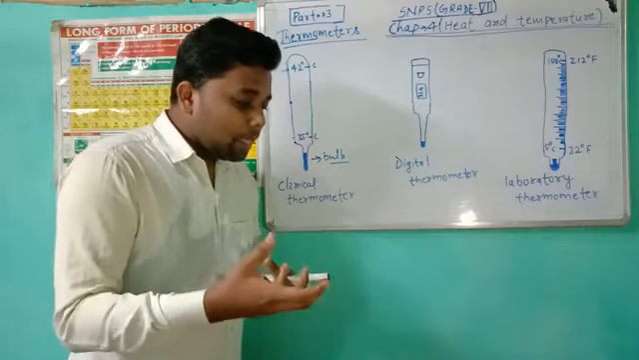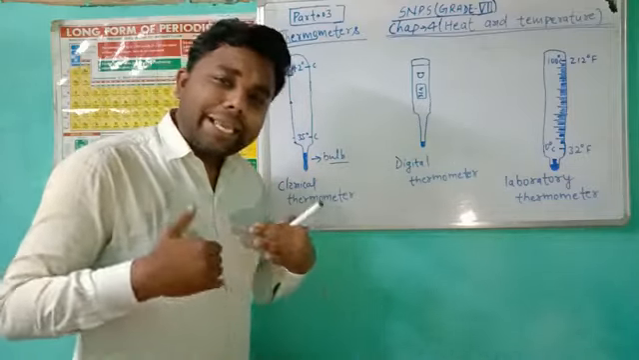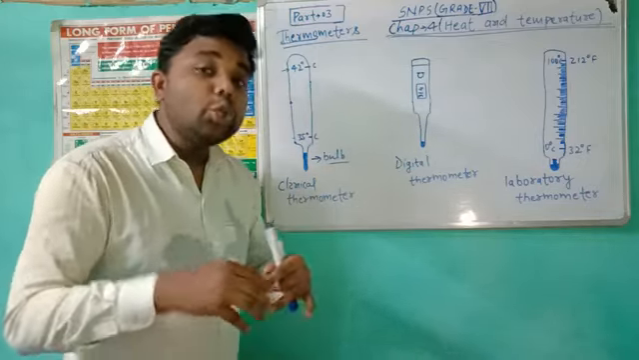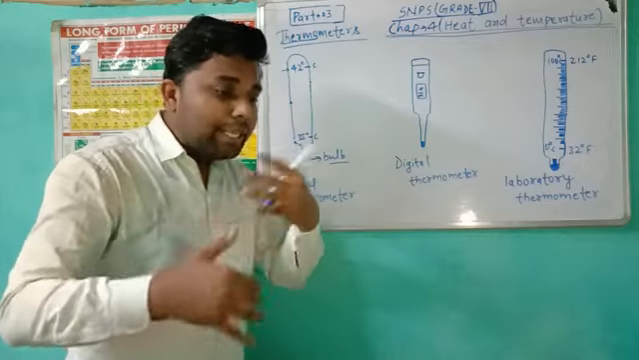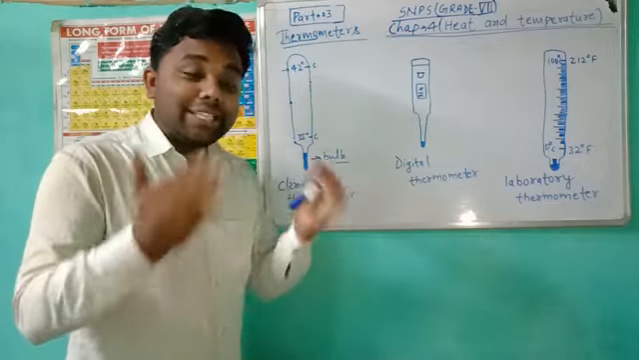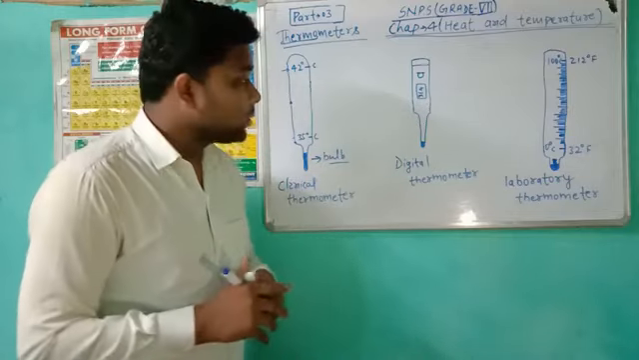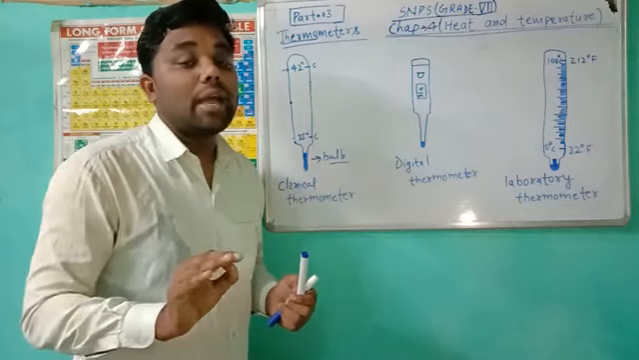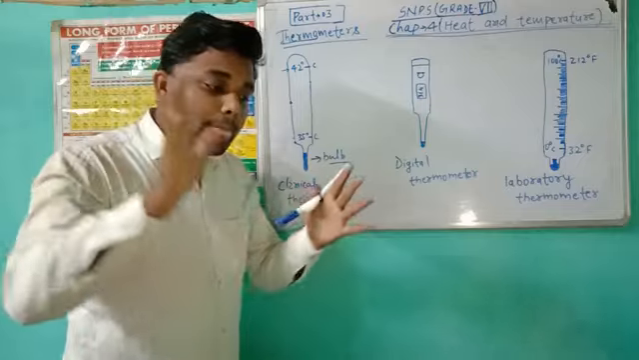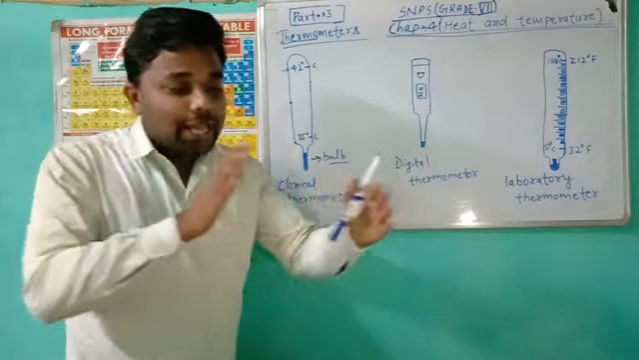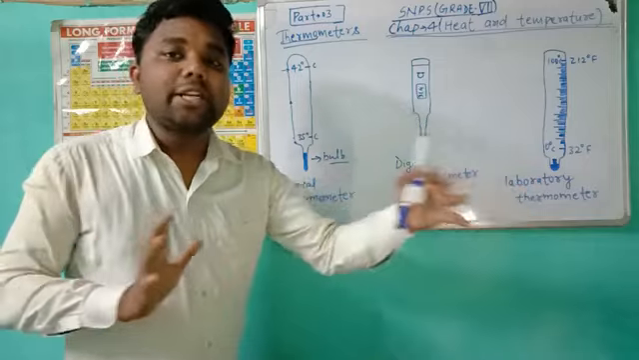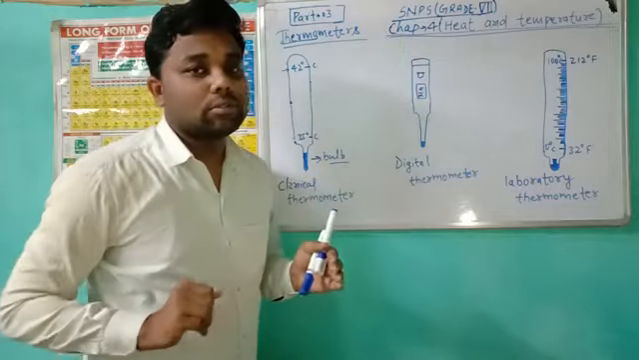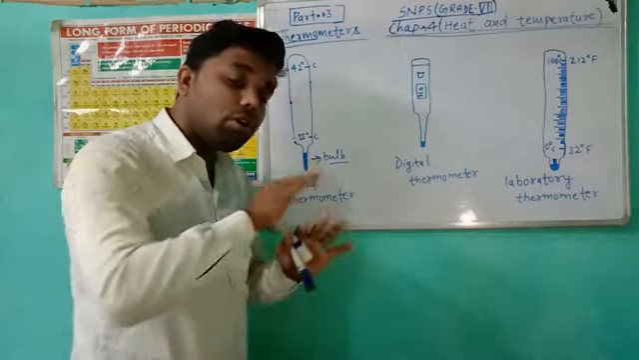And the next cause is when we heat the mercury, it expands and contracts uniformly. It does not unevenly contract and expand by getting heated. And the last is it has a low freezing point and high boiling point. Because of this, it has a wide range of measuring the temperature, because it has a low freezing point and high boiling point. I hope all things are clear to you.